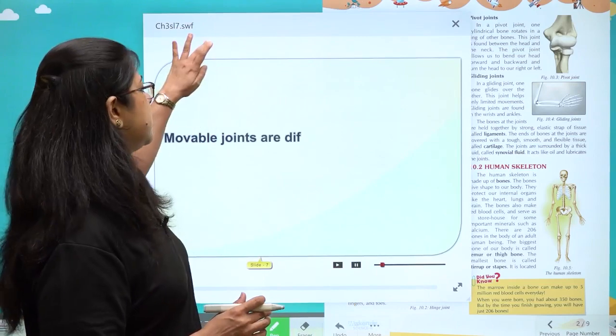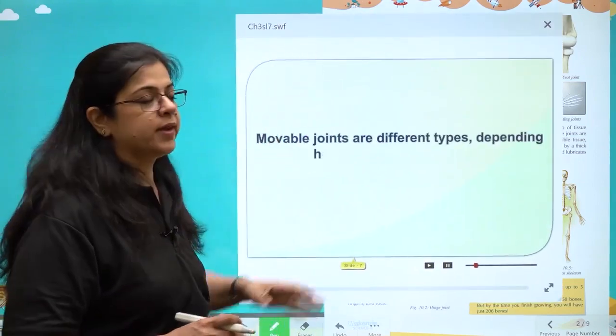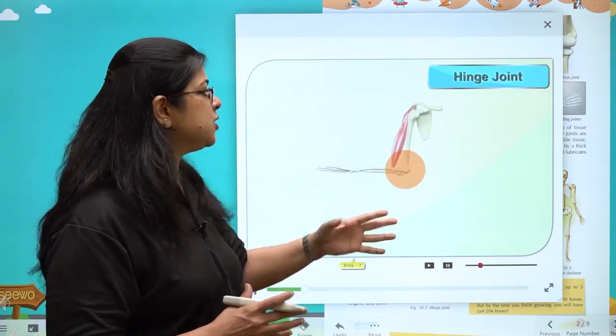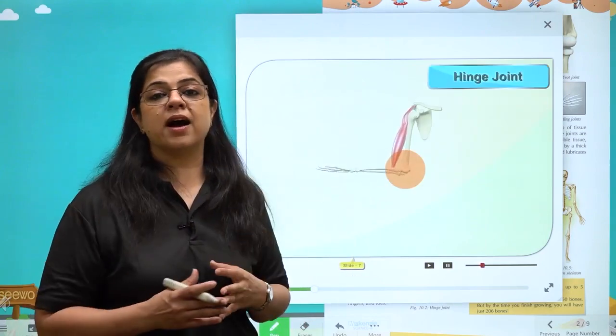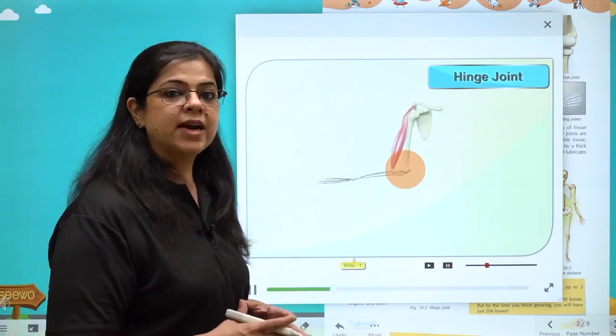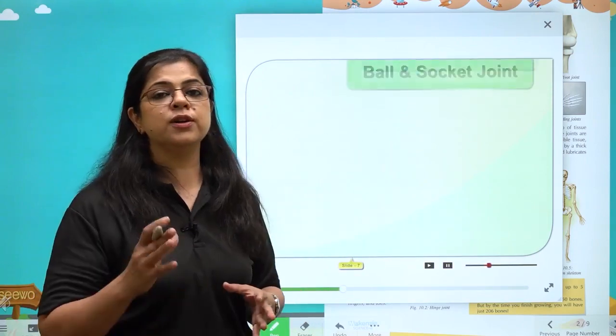So we will learn about the movable joints. These movable joints are at different places. The hinge joint. The hinge joint is at our elbow. It helps the movement of arm up and down, just like the hinges of a door.